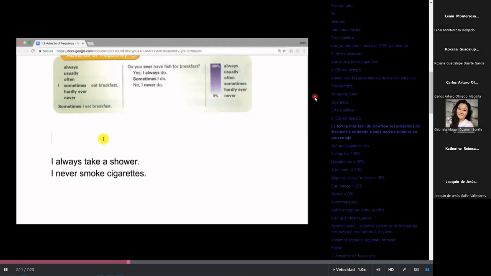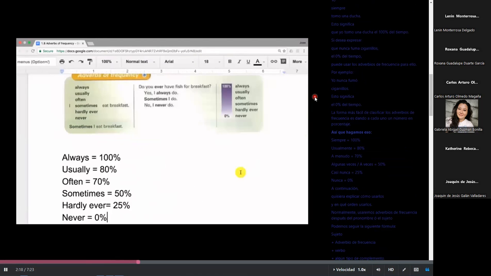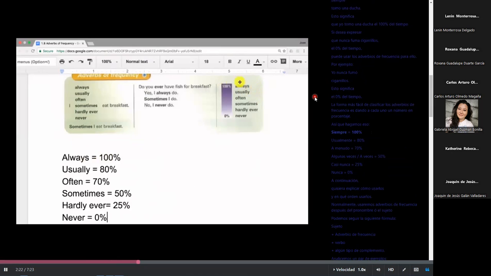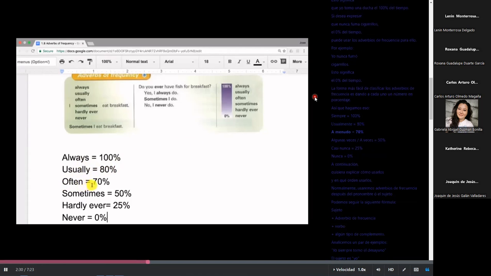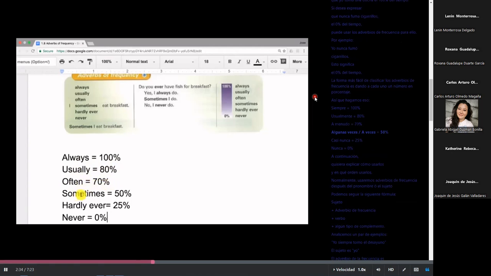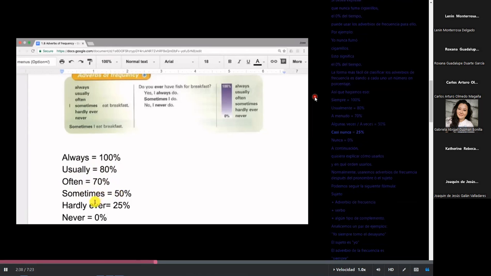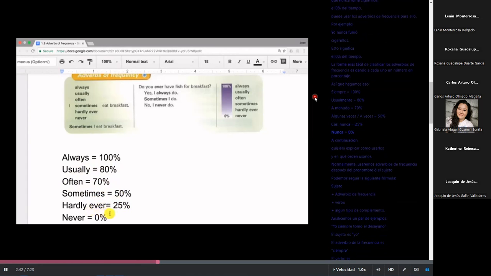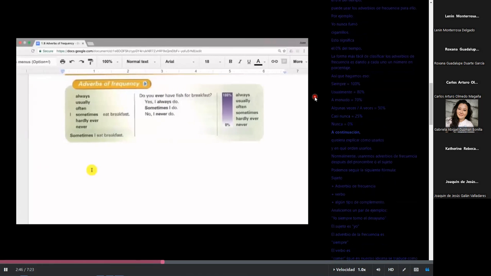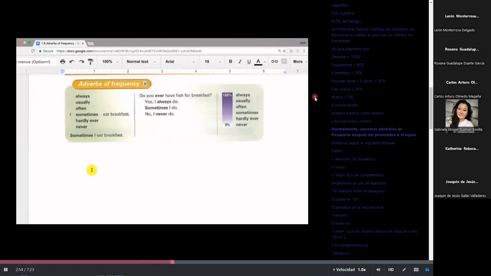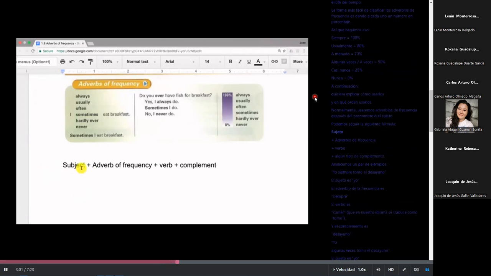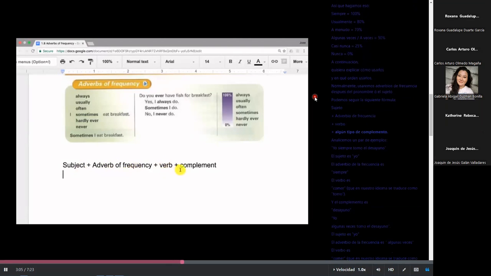The easiest way to categorize adverbs of frequency is by giving each a percentage number. So let's do just that. Always equals 100%, usually equals 80%, often equals 70%, sometimes equals 50%, hardly ever equals 25%, never equals 0%. Next, I would like to explain how to use them and in which order to use them. Typically, we will use adverbs of frequency after the pronoun or subject. We can follow this formula. Subject plus adverb of frequency plus the verb plus some kind of complement.